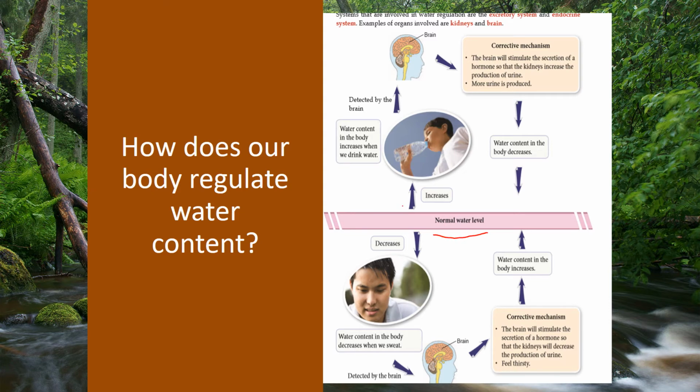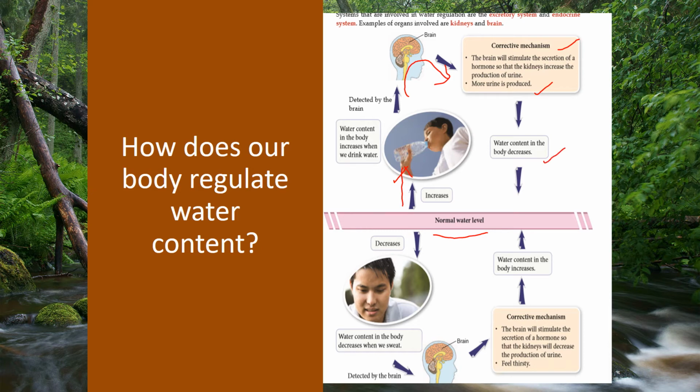So what happens if our water level increases? Maybe by intake, when we drink a lot of water. It will be detected by the brain, and the brain will stimulate a corrective mechanism. The brain will stimulate the secretion of hormones so that the kidneys increase the production of urine. So more urine is produced, and the water content in our body decreases.